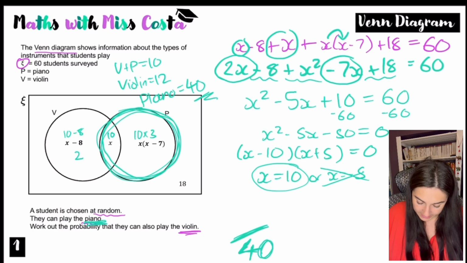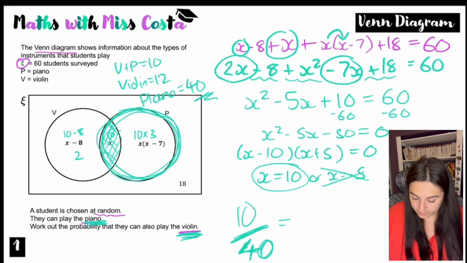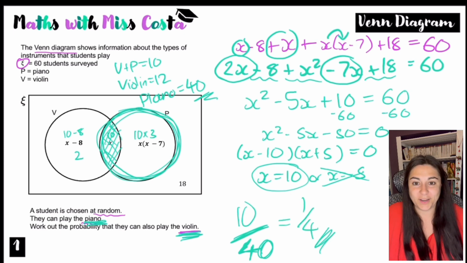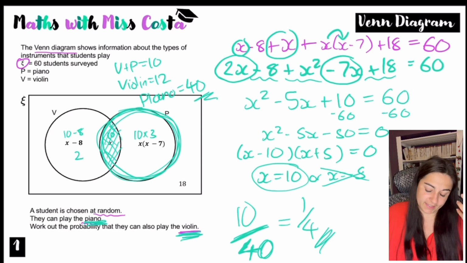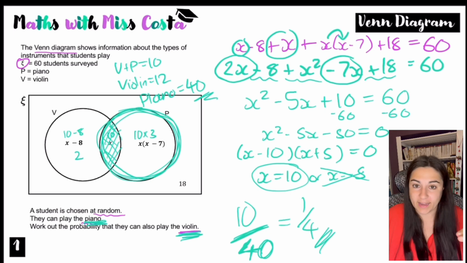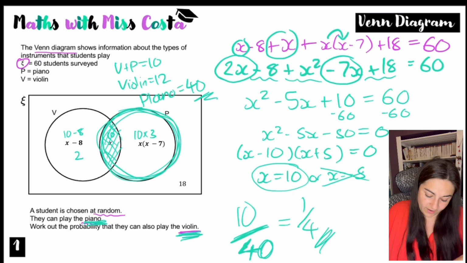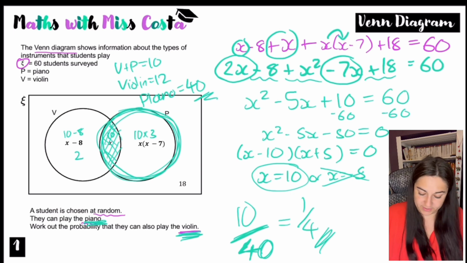Work out the probability that they can also play the violin. Well, that's your probability section in here. How many people can play the violin and the piano? 10. So your probability would be 10 out of 40, which you could simplify to make a quarter. So it is tricky, but only tricky because you have to factorize and solve your quadratic. Otherwise, it works exactly how any other Venn diagram would work, where your universal set tells you what is inside, and the cross section is what is for both.